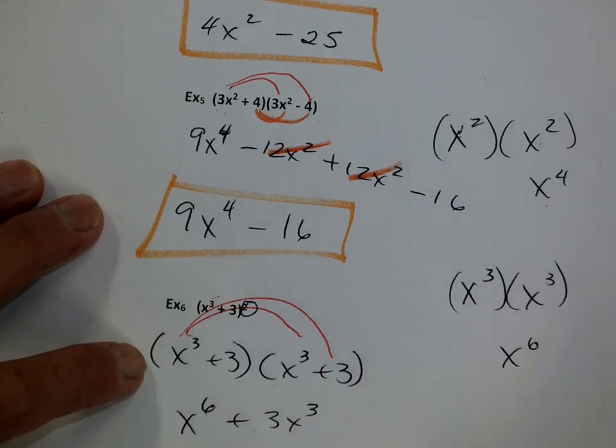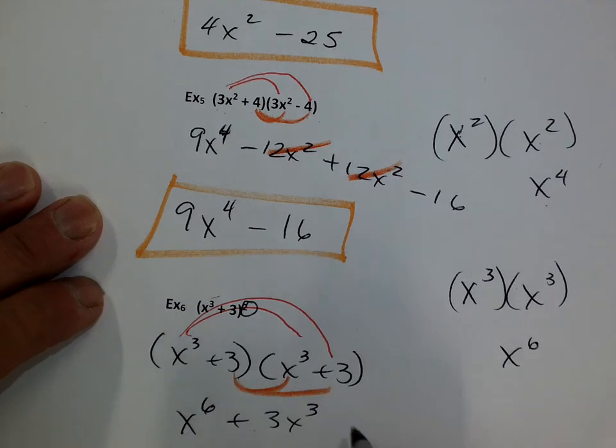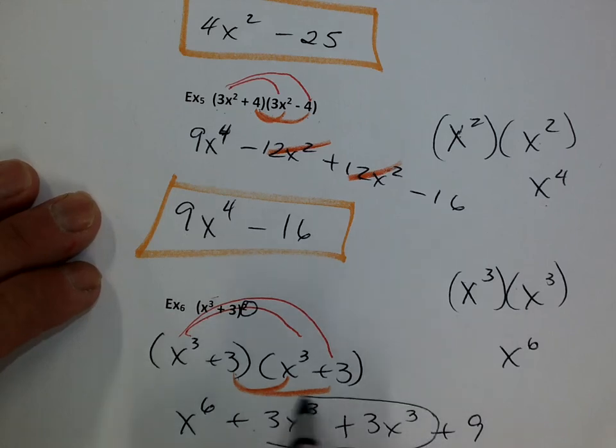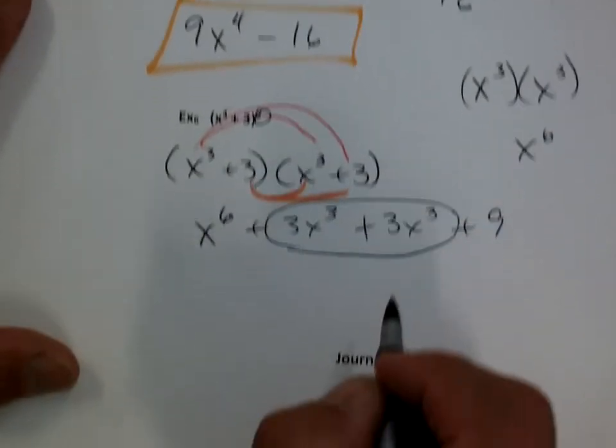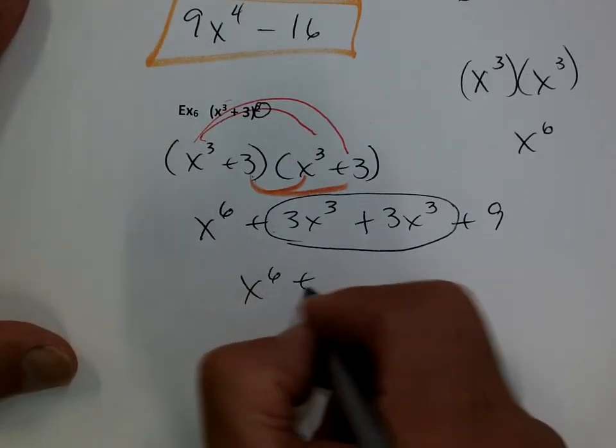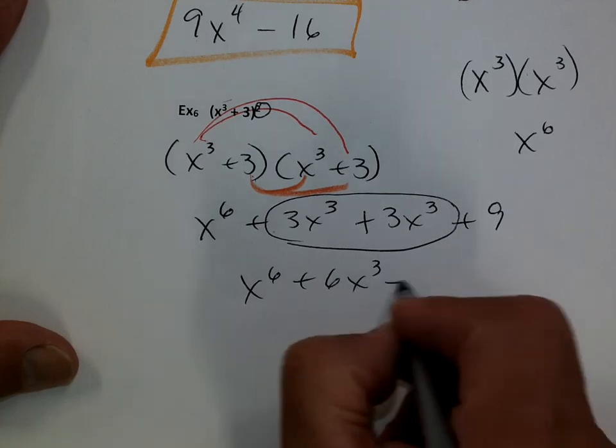And then we'll do the inside part. We'll go 3 times x cubed is a positive 3x cubed. And then 3 times 3 is 9. These two will cancel. X to the 6th plus 6x cubed plus 9.